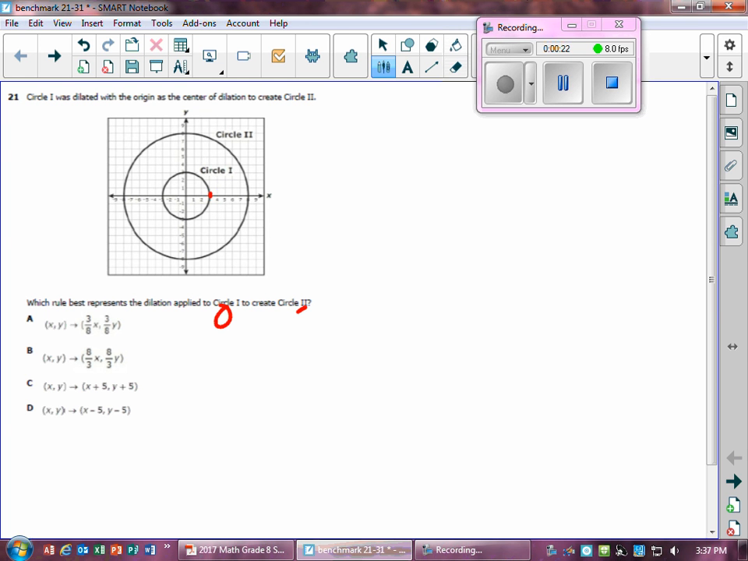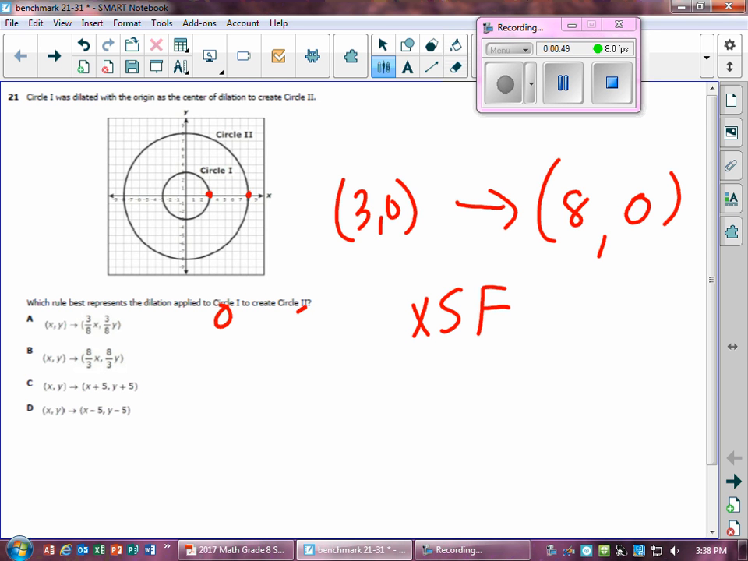So what we're going to do is take a point from circle 1, which is (3, 0). And we're going to dilate it so that my next point will be the same point on circle 2, the dilated picture, at (8, 0). Now, with dilations, we're always taking the original picture and multiplying it by our scale factor. Looking at my answer choices, we can eliminate two because they don't do any multiplication. Those are actually translation problems, not a scale factor or dilation.